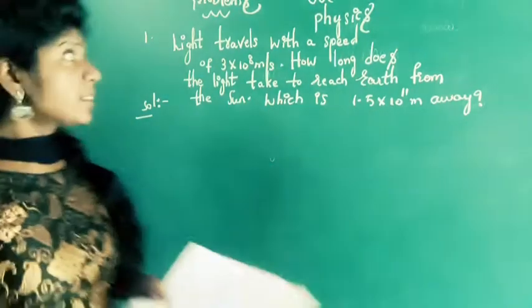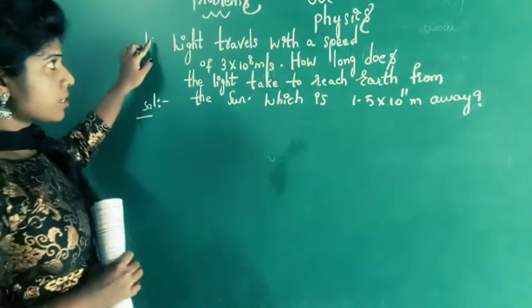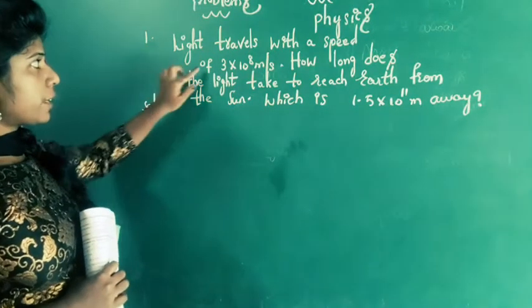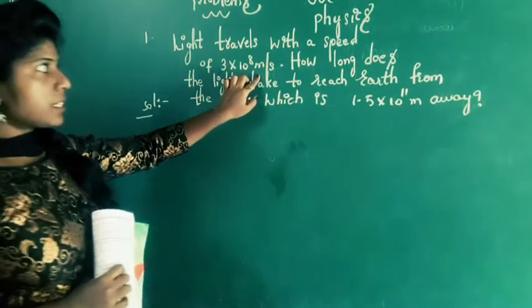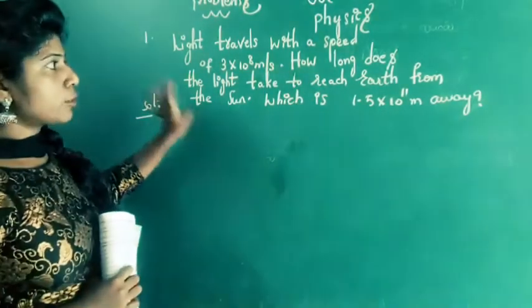Look at Nana. This is a class 9 physics problem from the third lesson. First, what is the question given? Light travels with a speed of 3 into 10 power 8 meters per second. How long does the light take to reach Earth from the sun?